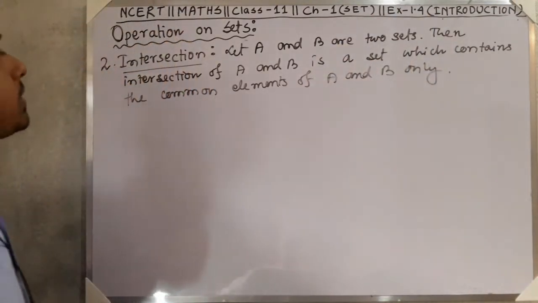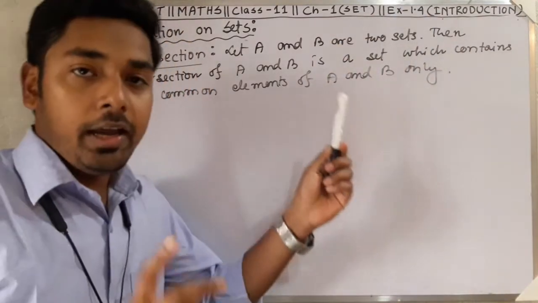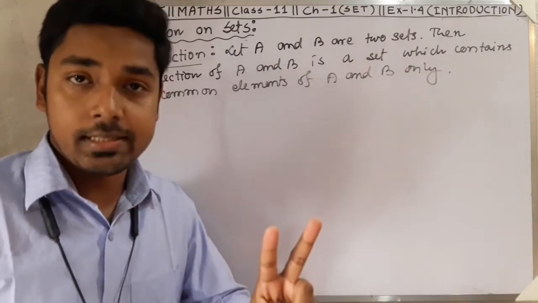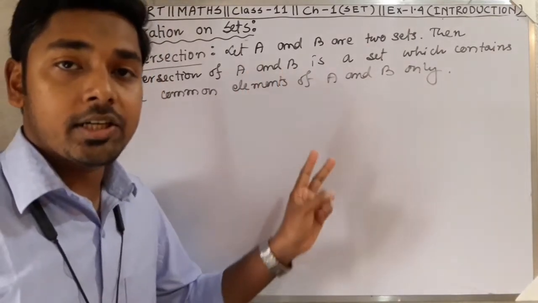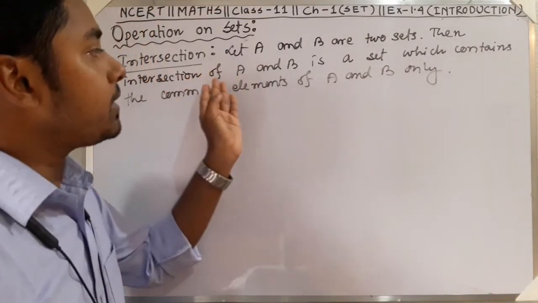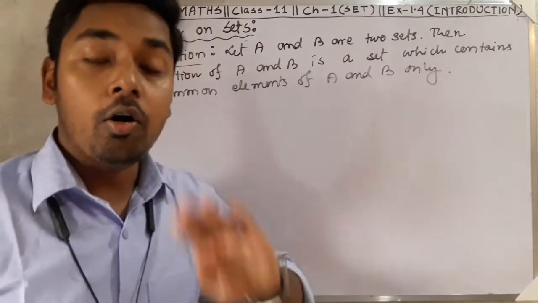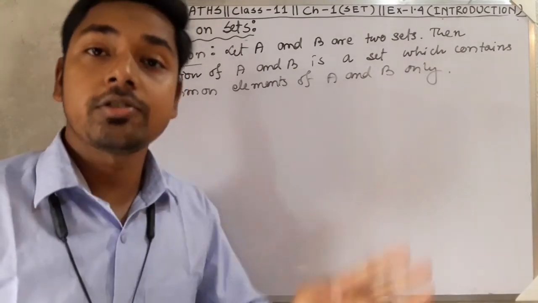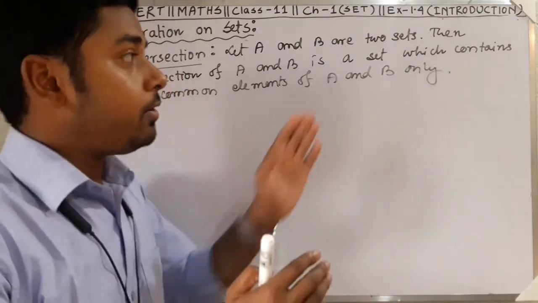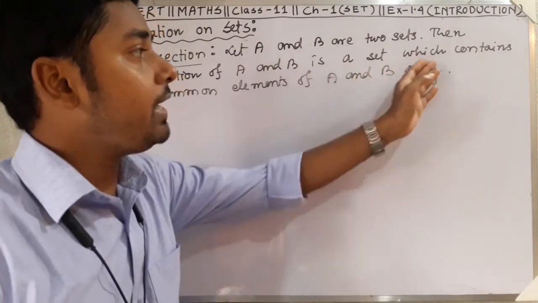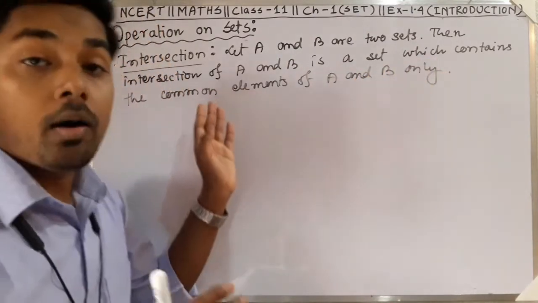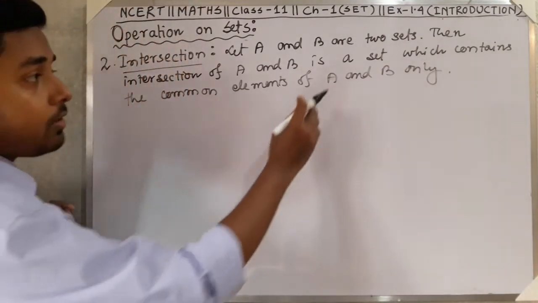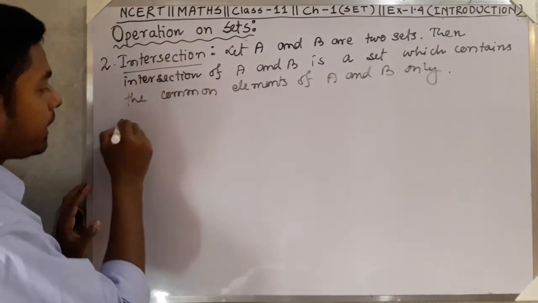So what is intersection? If A and B are two sets, then what is the intersection of A and B? The intersection of A and B will also be a set, and it contains the common elements of A and B only. Suppose we are taking an example.